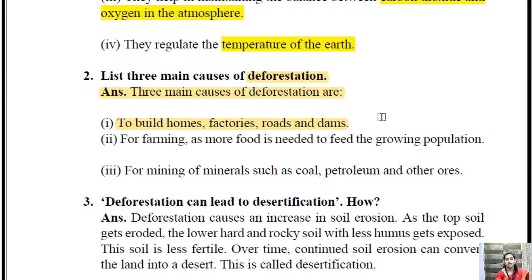So for constructing a factory, see, the main reason of whenever an industry is being set up, whenever a factory is being set up, they require a permission from the government.